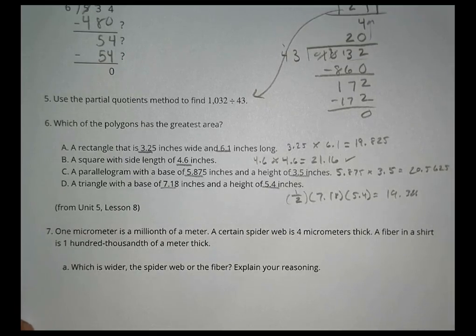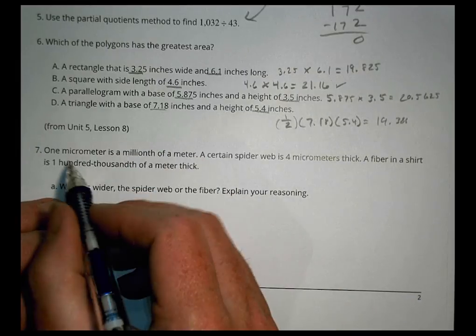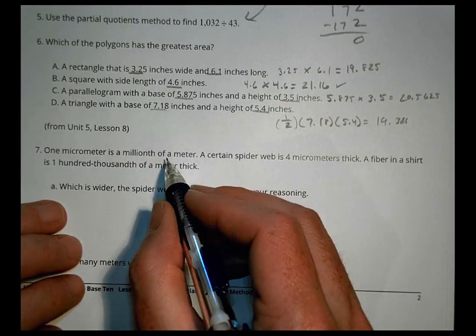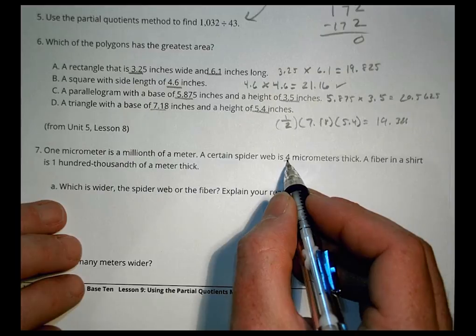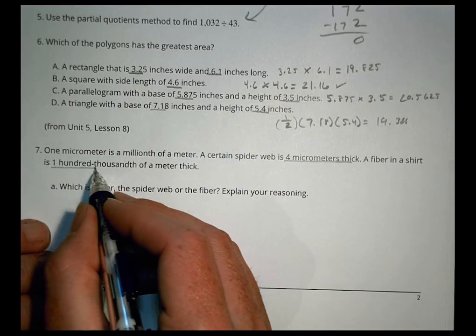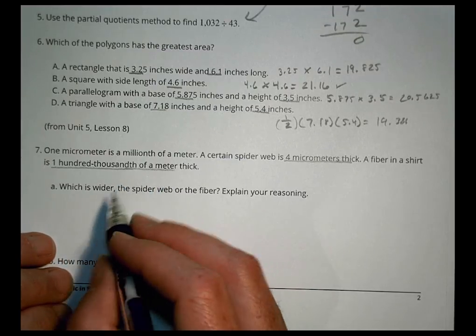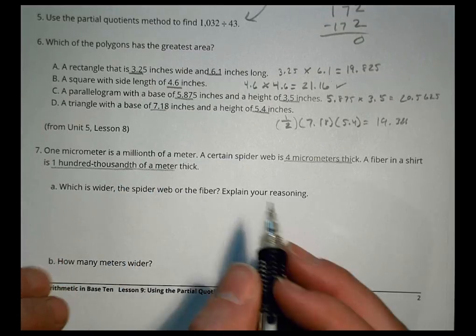All right, number 7, our last one. 1 micrometer is a millionth of a meter. These come up a couple times here now, haven't they? Okay, a certain spider web is 4 micrometers thick. A fiber in a shirt is 100 thousandths of a meter thick. Okay, so which is wider, the spider web or the fiber?